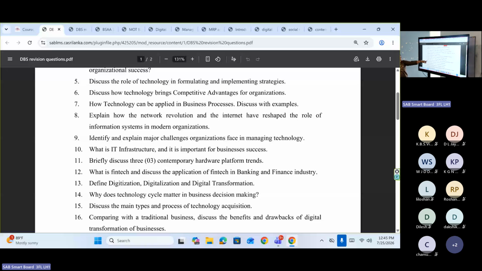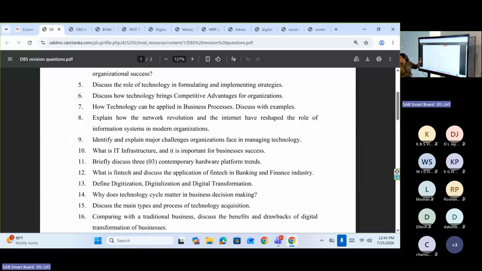What is fintech and discuss the application of fintech in the industry? So fintech is the short form of financial technology. Use of technology in financial activities. That is fintech. So you can provide a lot of examples. New technologies and lending technologies can be provided as examples of fintech. And for questions 7 to 12, lesson 2 provides the answers.